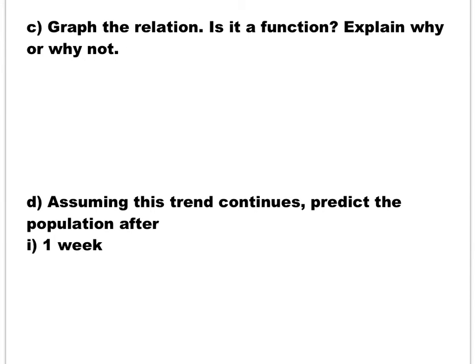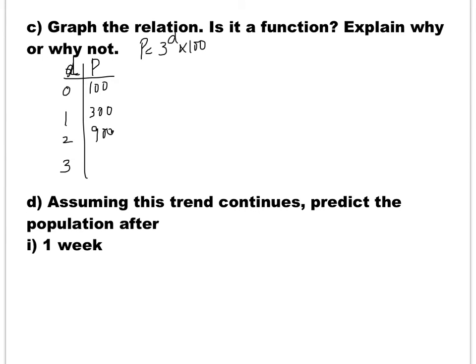The next part of the question says graph the relation. Remember the relation that we found was p is equal to 3 exponent d times 100. So I'm going to again make the table of values. This time it is d and p. When d is equal to 0, we get 100. When d is 1, we get 300. When d is 2, we get 900. And when d is 3, we get 2700.